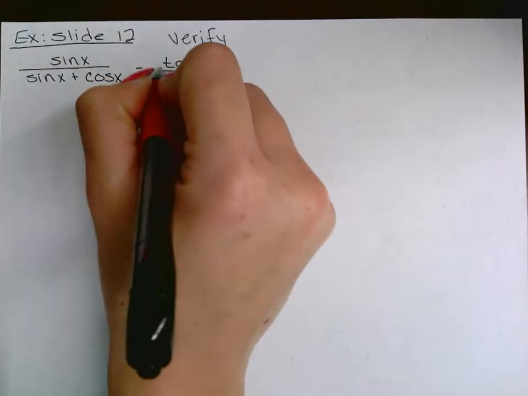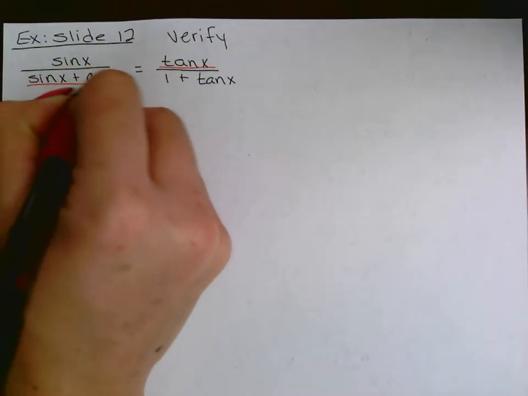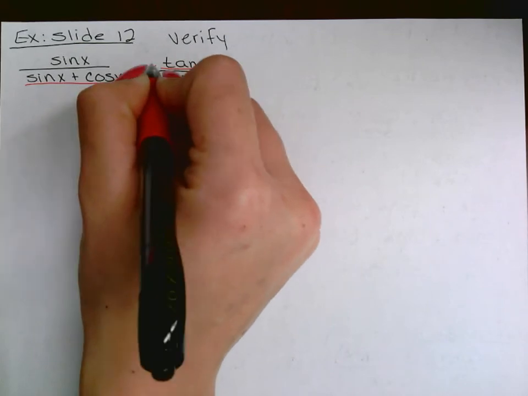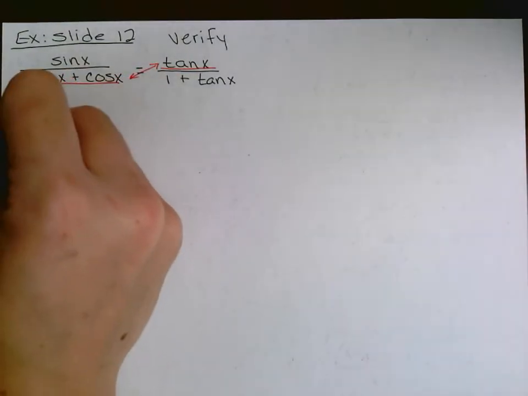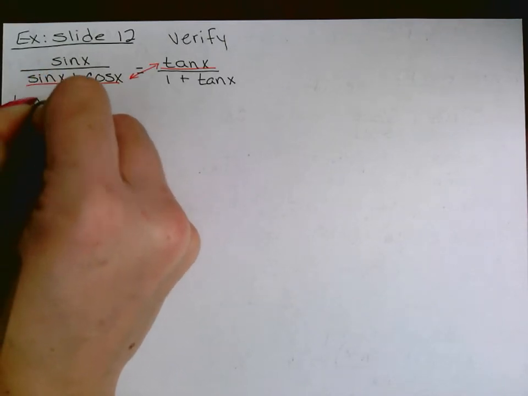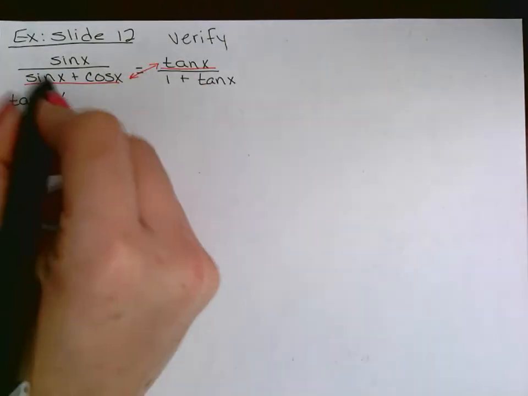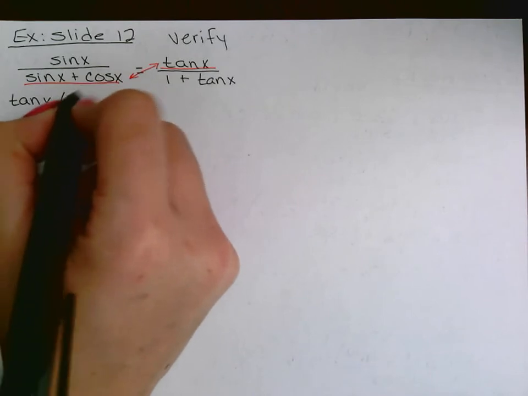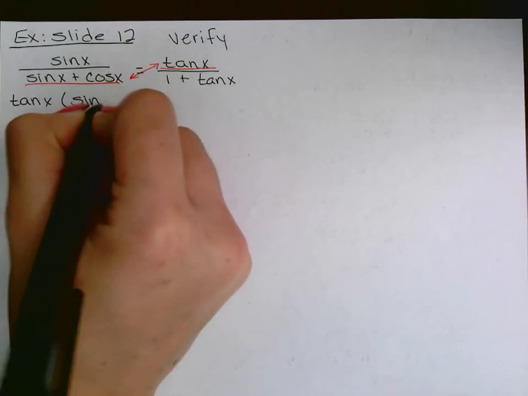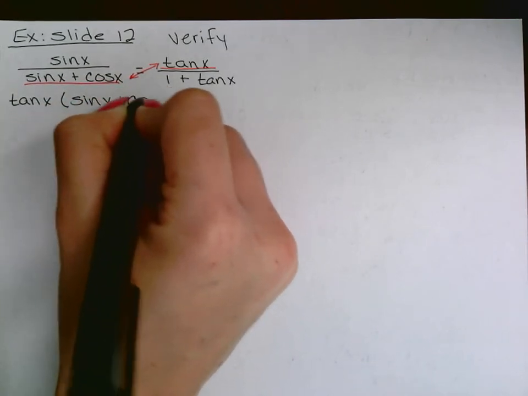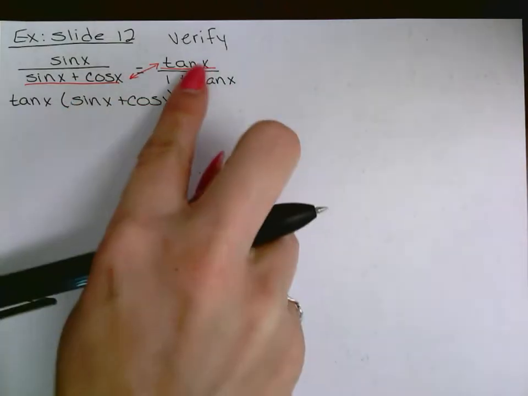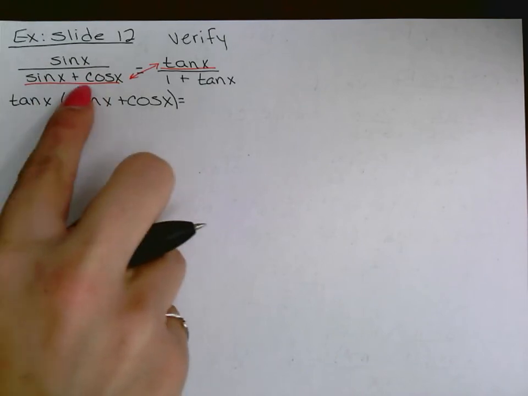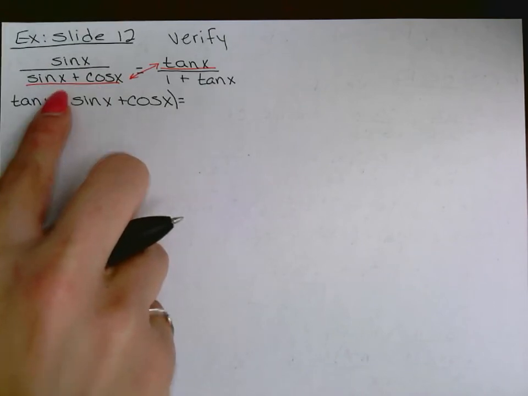If I say this tangent times down here, so I'm going to cross multiply these two, I can say tangent of x. Now, please be careful. Make sure you write parentheses if there's 2 terms. Sine of x plus cosine. So the biggest mistake you can make here is forgetting these parentheses. Tangent does have to get multiplied to both of those.